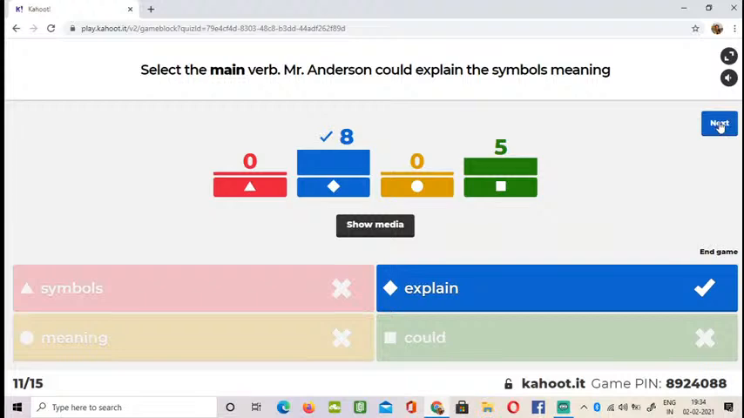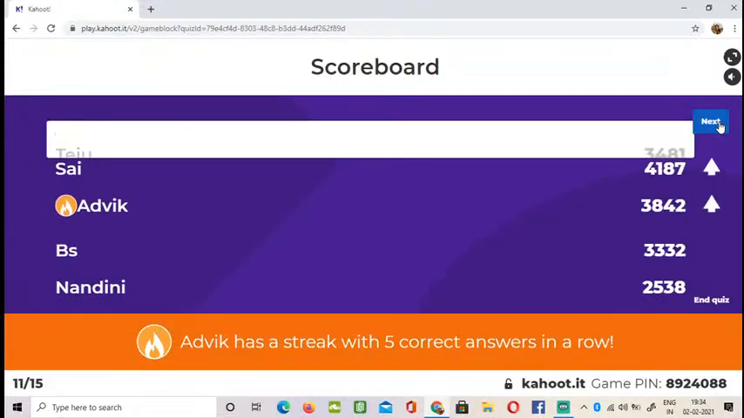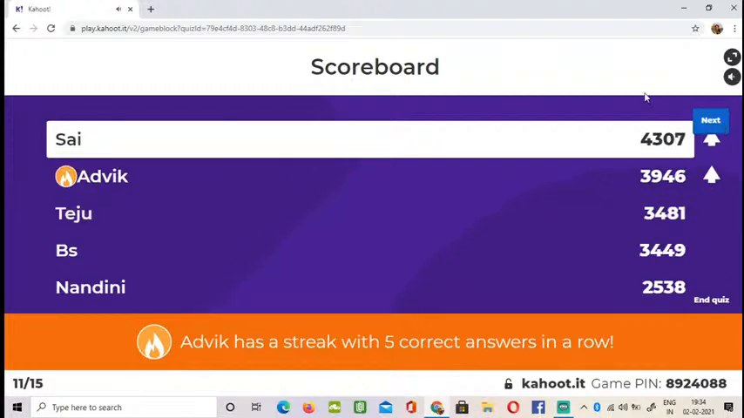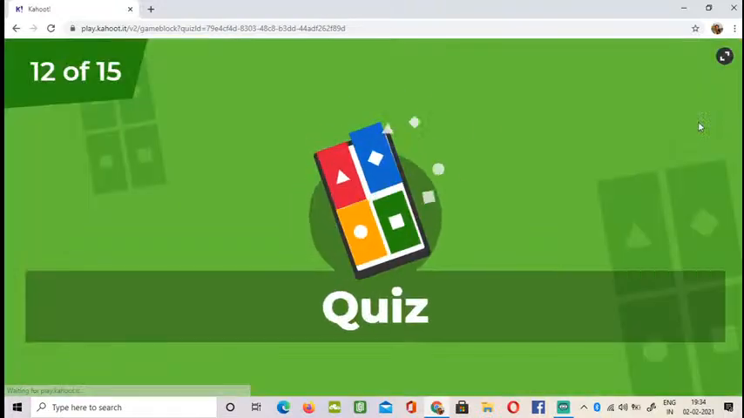Now before that, let's check the scoreboard. It's Sai in the first, and Advik is in the second, and Tejo is in the third, and BS is in the fourth, and Nandini is in the fifth. And Advik has the highest answer streak of 5 in a row. That's very good, Advik. So now let's see the next question.